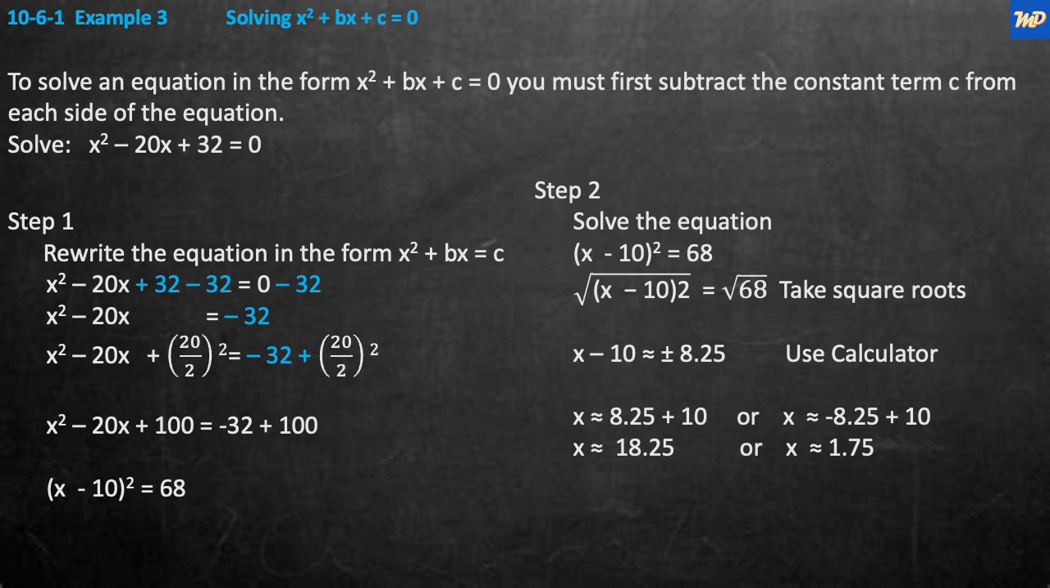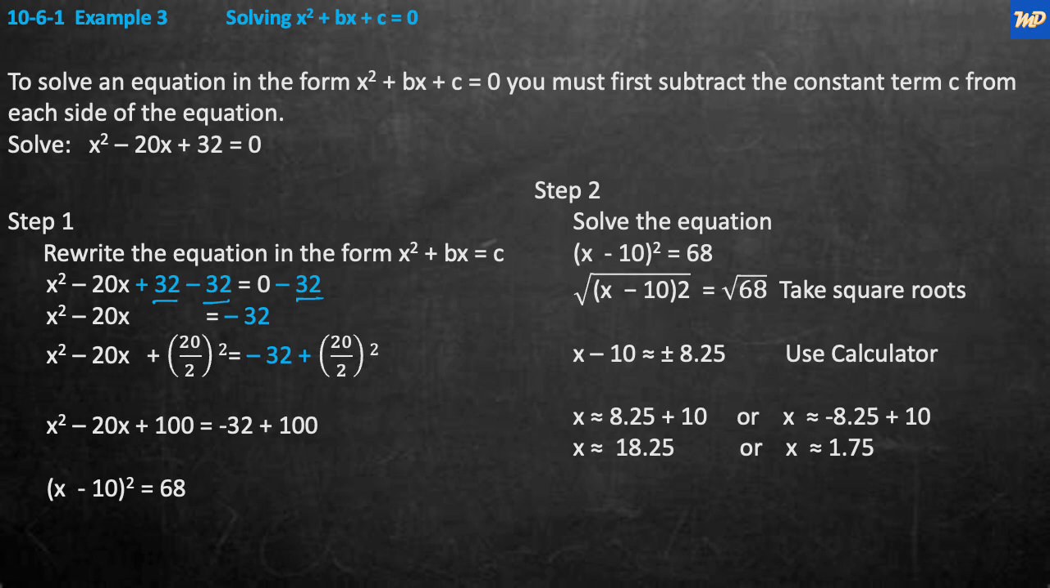So the first step we're going to write here, we're going to have x squared minus 20x plus 32 minus 32 equals 0 minus 32. So now the 32's cancel, and we have x squared minus 20x equals negative 32. So now we get the n term.